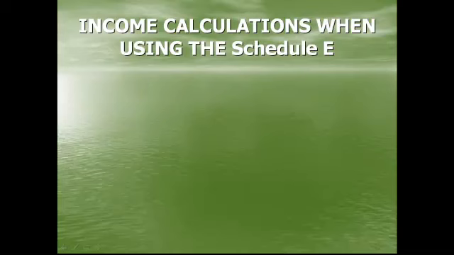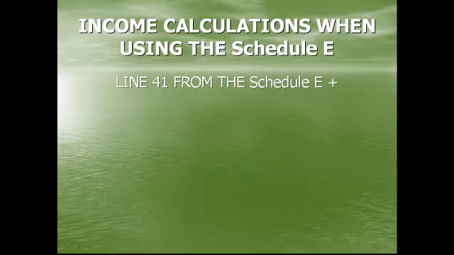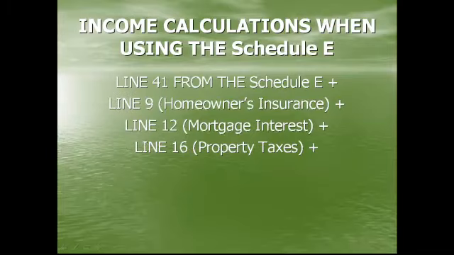Income calculations when using the Schedule E. First thing is they're going to look at line 41. This is where it shows the either income or loss that a borrower showed from this rental property. Then an underwriter is going to add back a couple of things. First of all, the homeowner's insurance, the mortgage interest, and the property taxes. The reason they're going to do this is because those are actually going to be debits on the other side of the equation. If we did not add it back into this calculation, then an underwriter would be charging a borrower twice for these expenses.